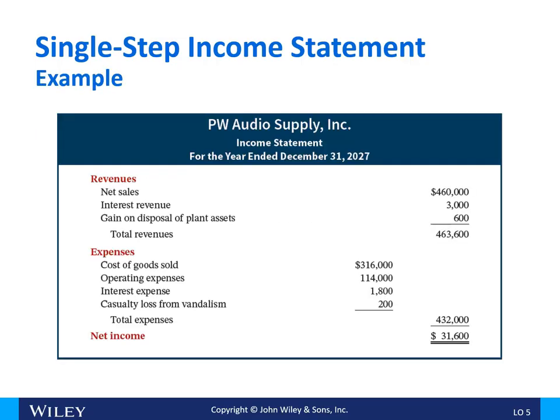Okay, so here's an example, that same PW Audio. We looked at their multi-step income statement earlier. This is the single step. So you would just have the revenues: net sales, interest revenue, and gains on disposal all together to get total revenues. Expenses would include the cost of goods sold, all the operating expenses, plus the interest expense and casualty loss to get total expenses. And your net income is the same, but it's just a different way of getting there. Again, it doesn't always show clearly all the ins and outs, so that's why we prefer to use the multi-step income statement.